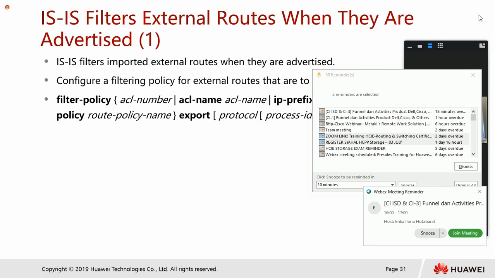Configure filter policy for external routes that are to be advertised. Filter policy can be based on ACL, can be based on IP prefix, can be based on route policy, and the keyword is export. When I export to you, that is what I need to filter. So this has to be done from where? Do it where you import route, where you have done the import route.